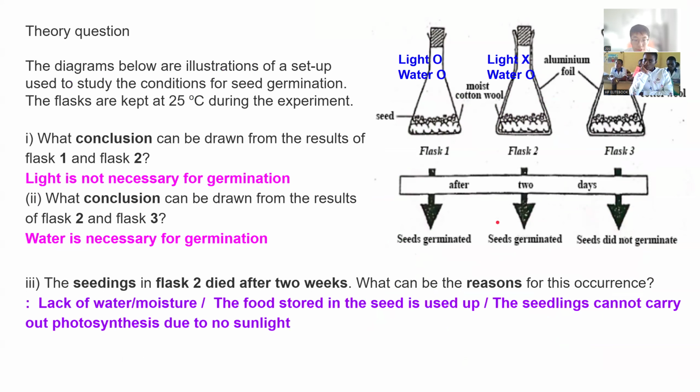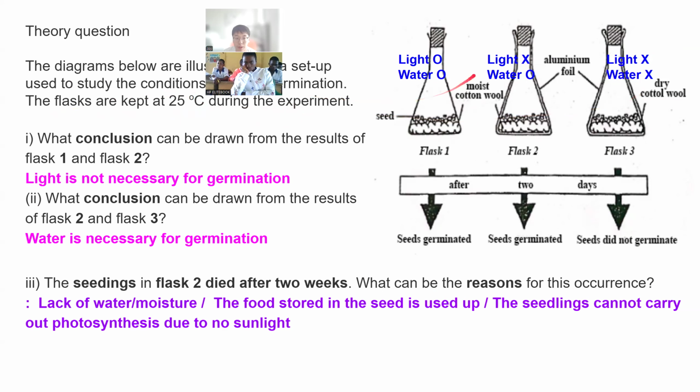This is the last theory question of this unit. The diagram here shows a setup used to study the conditions for seed germination. The flasks are held at 25 degrees Celsius during the experiment. So let's look at what this experiment tells us.